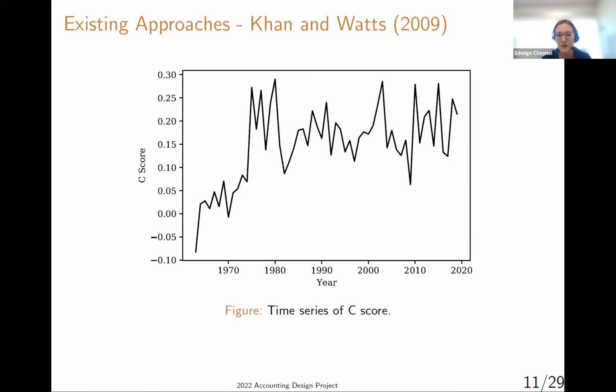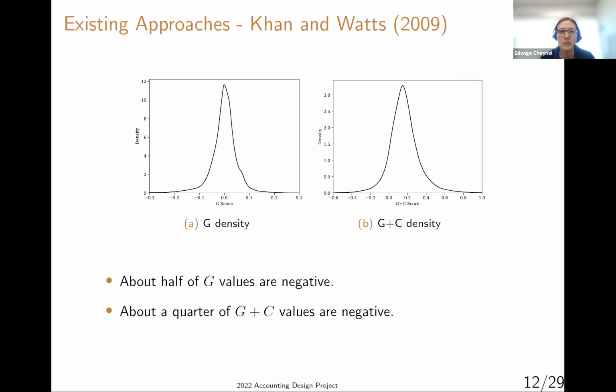In any case, we move also to something that raises some questions when you look at the Khan and Watts approach model. If you look at the distribution of the G-score, and then at the G plus C-score, here is what you notice. The G values should be positive. What is striking here is that about half of the G values are negative.